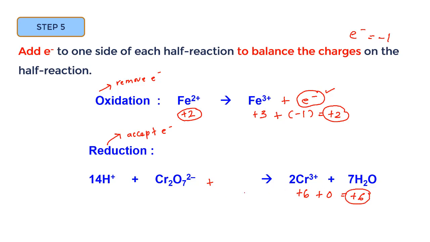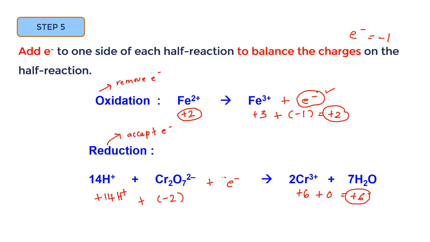So the total charges at the left side must be equal to positive 6. 14 hydrogen ion, 14 H plus, brings positive 14 charge. And 1 mole of dichromate ion brings negative 2 charge, because 1 mole of dichromate ion times negative 2 equals negative 2. So positive 14 minus 2 equals positive 12. Positive 12, at how many moles of electron will be equal to positive 6?